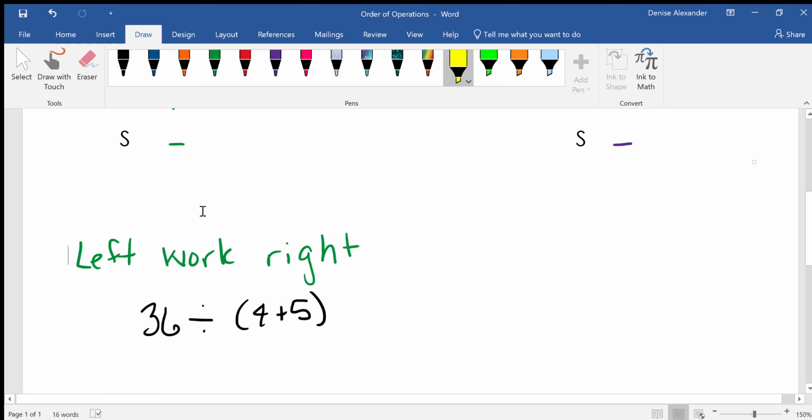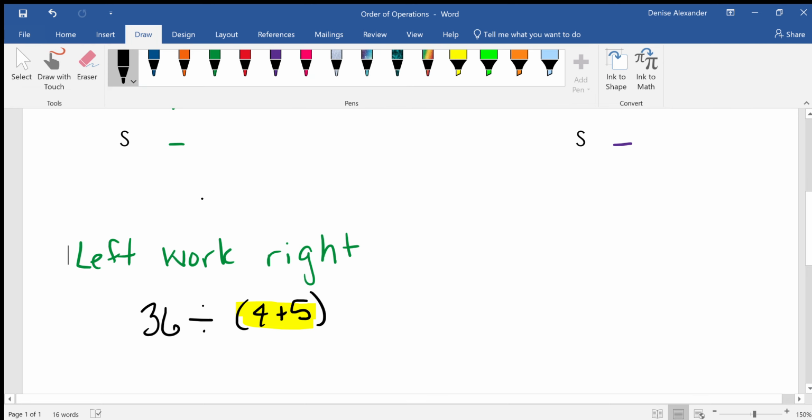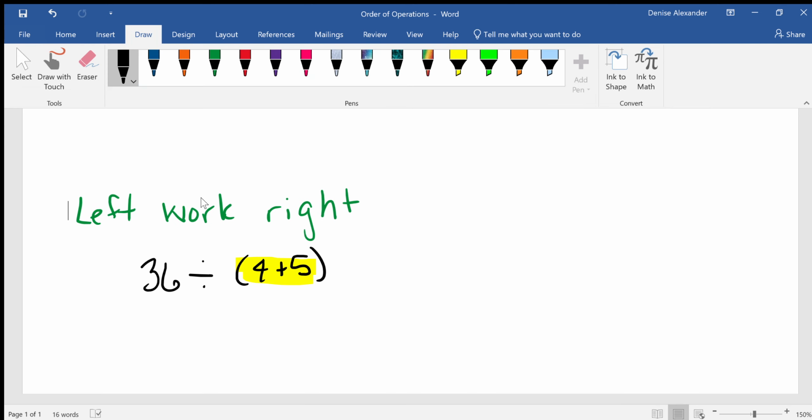So now I'm going to look here and I'm going to see, oh, look, there's grouping. I'm going to highlight my grouping. Now I'm going to come back over here and scroll down just a little bit. Now I'm going to bring down my 36. I'm going to divide, but now I'm going to add. What is 4 plus 5, you guys? You're right. It's 9. And now I have my last section right here. 36 divided by 9. You're right. It is 4. This one I didn't have to highlight because it was the last one.